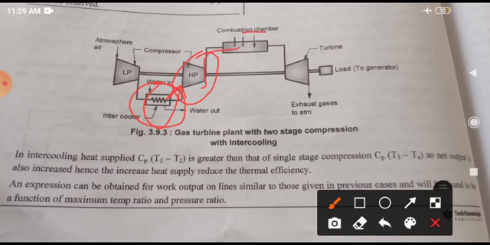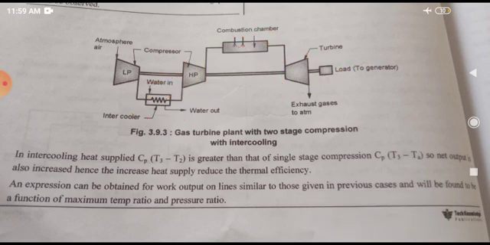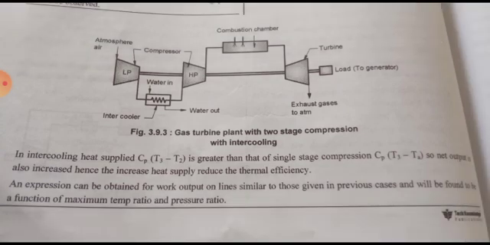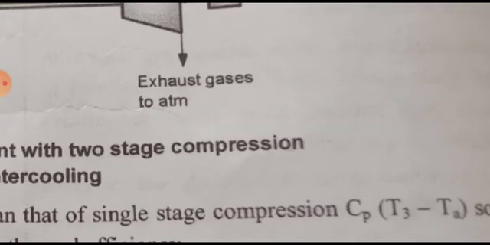Again, in that case, the air is compressed, fuel is added, and then the work output is taken. Okay, in intercooling, the heat supplied Cp into (T3 minus T2) is greater than that of simple stage compression, Cp into (T3 minus Ta). So net output is also increased. Hence, the increased heat supply reduces the thermal efficiency. An expression can be obtained for work output along lines similar to those given in the previous case and will be found to be a function of maximum temperature ratio and pressure ratio.